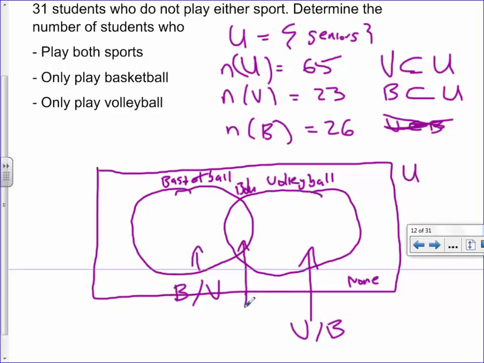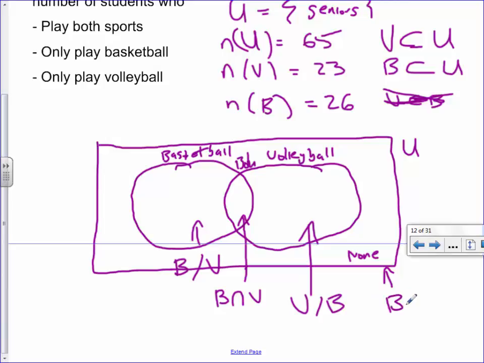This middle section would get notated with this, B and V. These are the people who play basketball and play volleyball. And then for none, we would notate these guys like this. Basketballers or volleyballers, prime. Let's talk to that one. Either you play basketball or you play volleyball. Well, basketball or volleyball is any one of these three circles. Prime means the opposite of that. So if you don't play basketball or you don't play volleyball, it means you're doing none of the above.